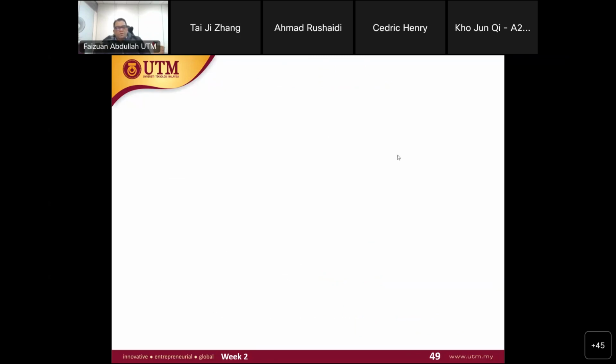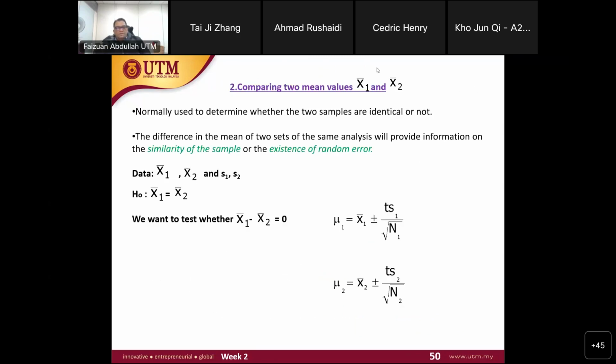And more examples we can see there in the notes. I will upload the notes for you guys just after this lecture.